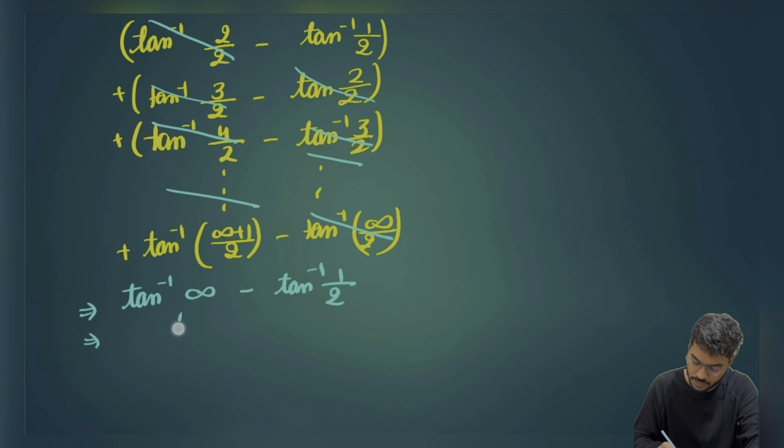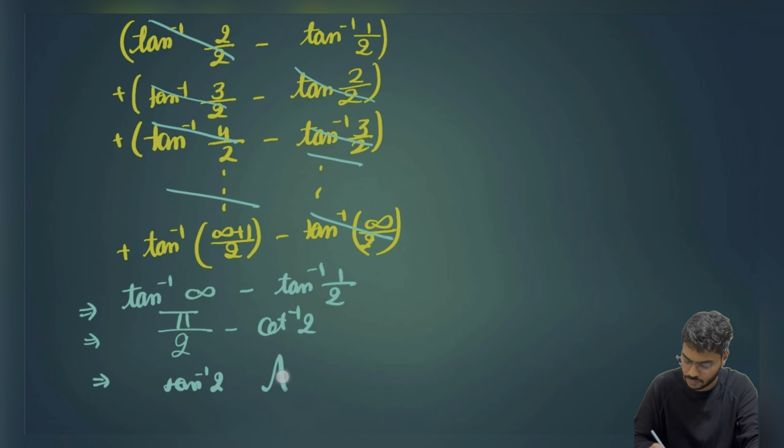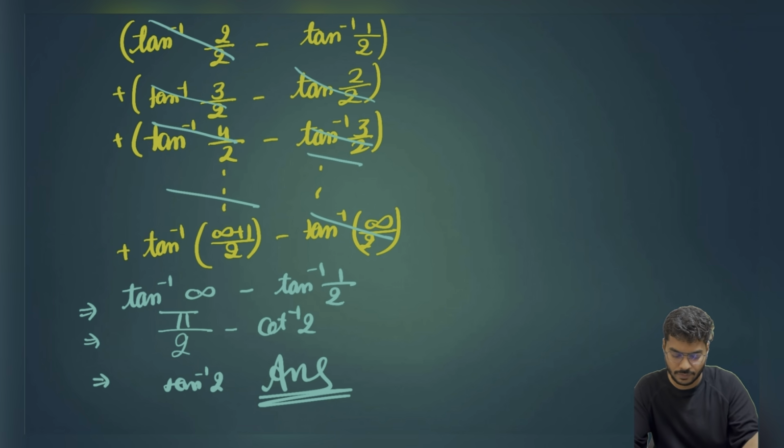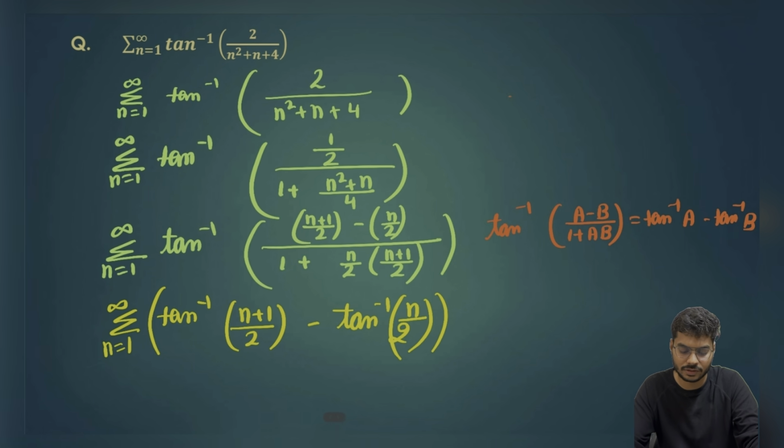Again, what is tan inverse infinity? Pi by 2 minus tan inverse 1 by 2, which is nothing but cot inverse 2. What is pi by 2 minus cot inverse 2? Which is nothing but pi by 4. Which is nothing but tan inverse 2. So this is your answer. In all these questions we have to use the difference method. I just have to create the difference of inverse trigonometric functions so that they will cancel out, right?